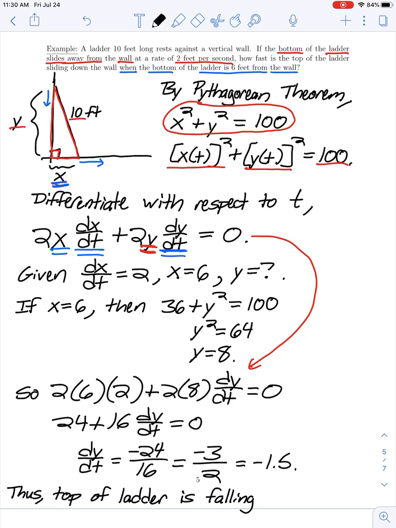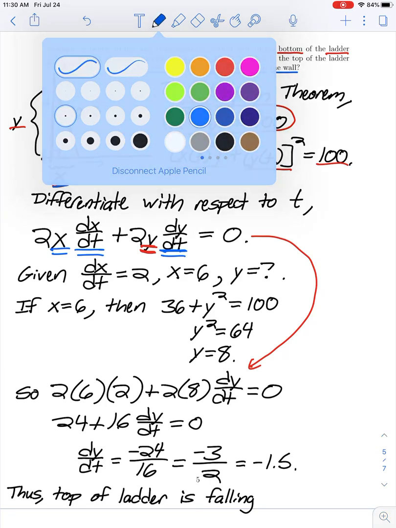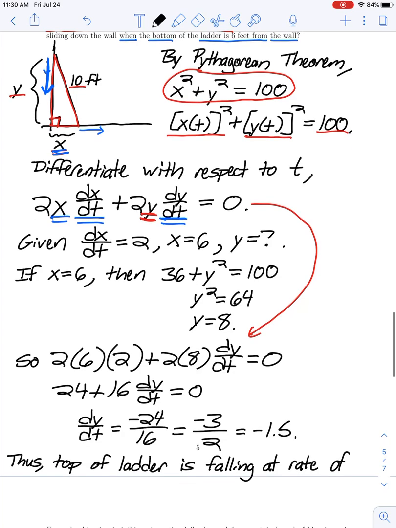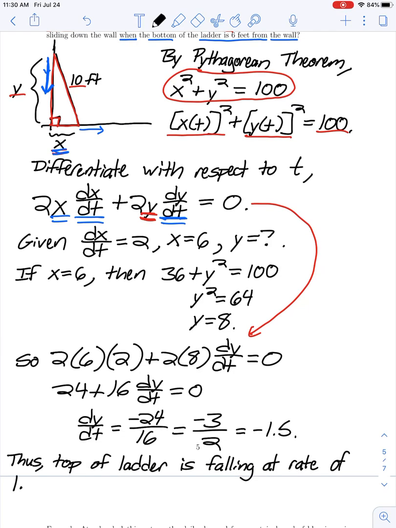So here the negative in this 1.5 means that y is decreasing. And that makes sense here since y was the distance from the top of the ladder to the floor. So as our ladder is sliding, it's falling downward and y is getting smaller. So this is falling at a rate of 1.5.